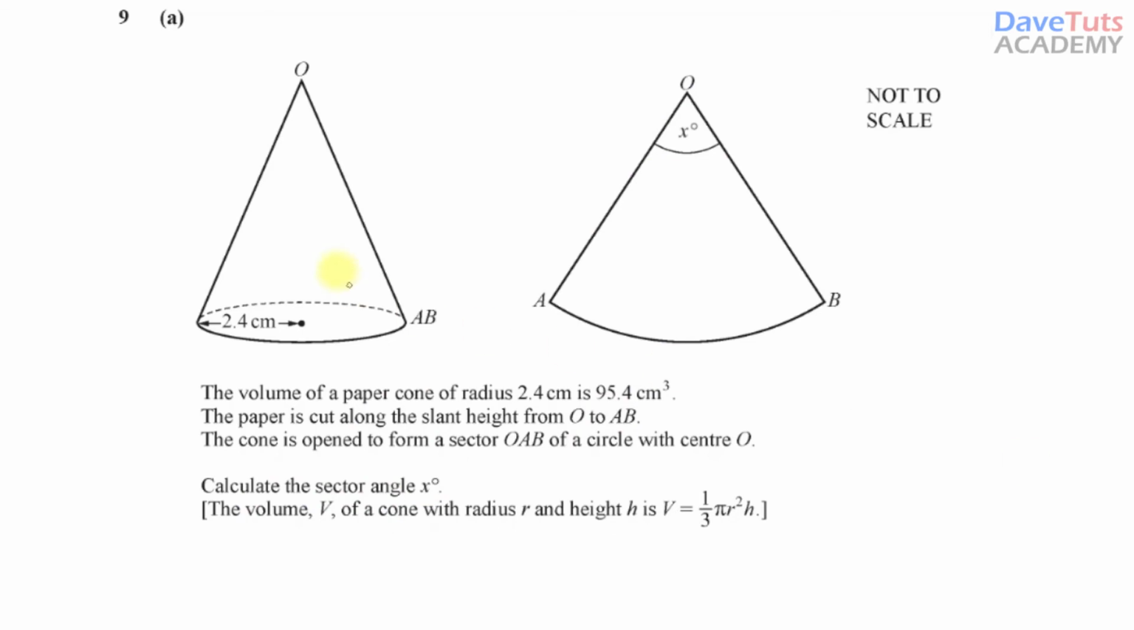So if you want to see the transformation that happens when we cut this paper cone from O to AB, it is just as shown here. What is happening is that this slant height is going to become the radius of the sector of the circle.